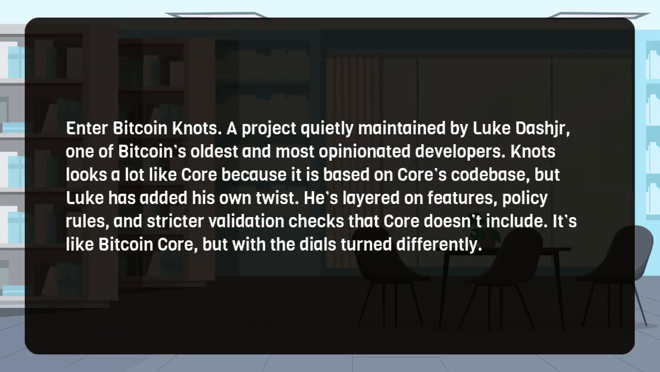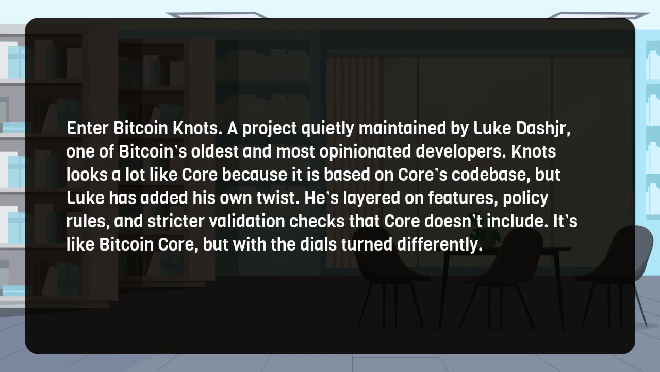Enter Bitcoin Knots, a project quietly maintained by Luke Dashjr, one of Bitcoin's oldest and most opinionated developers. Knots looks a lot like Core because it is based on Core's codebase, but Luke has added his own twist. He's layered on features, policy rules, and stricter validation checks that Core doesn't include. It's like Bitcoin Core, but with the dials turned differently.